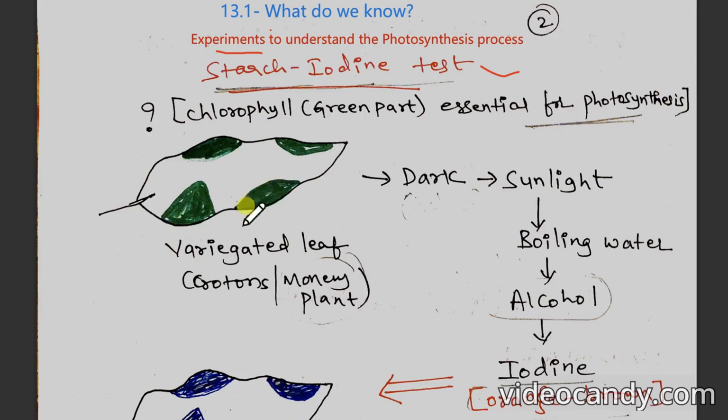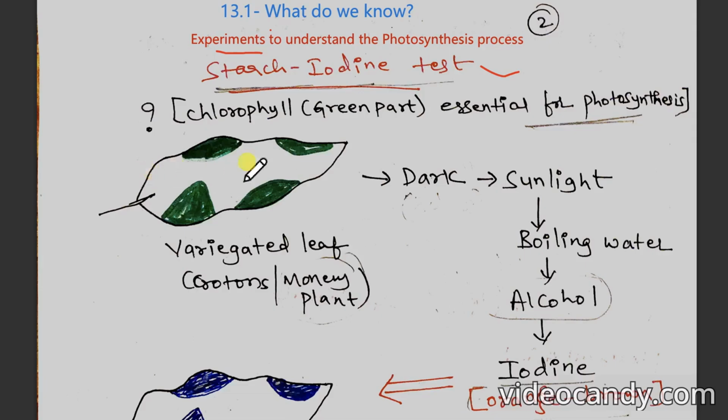So what they did, they took a plant with a variegated leaf. A variegated leaf means a leaf which has different colors. Some part of the leaf is greener, some part is white, some part is yellow. That's why it's called a variegated leaf, like a mosaic leaf. The greener part has chlorophyll in it, and the other parts don't have chlorophyll. Only the greener part has chlorophyll.